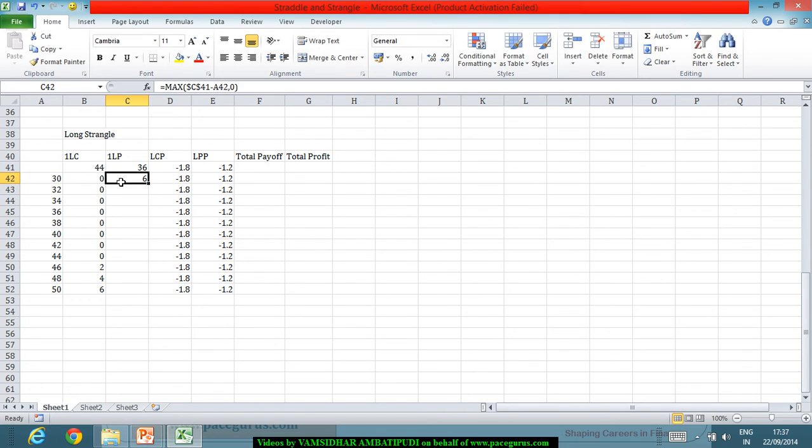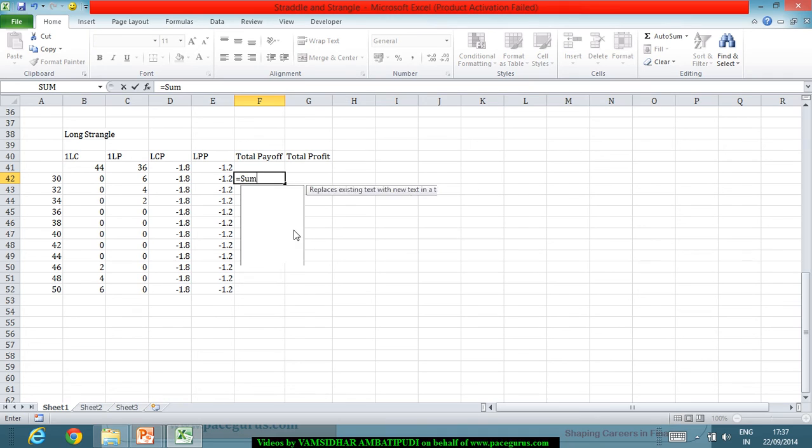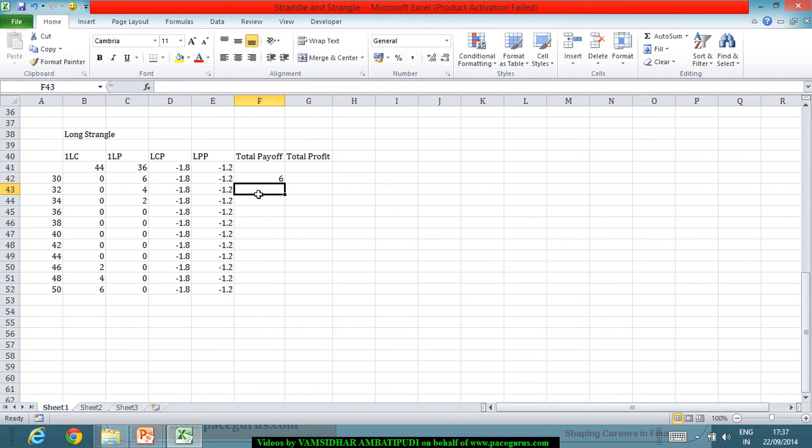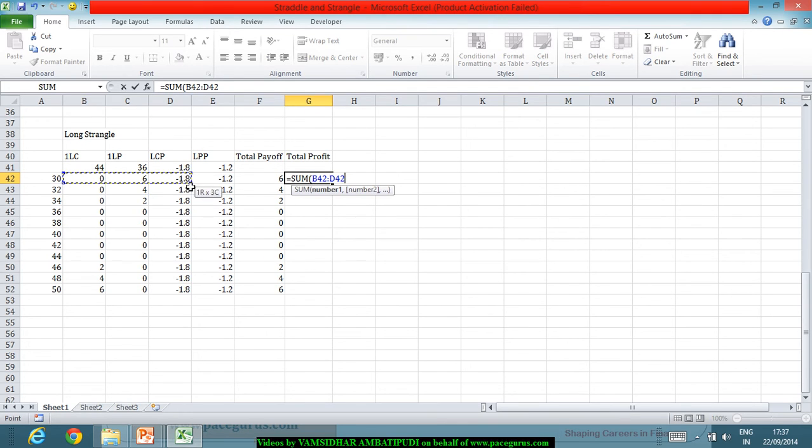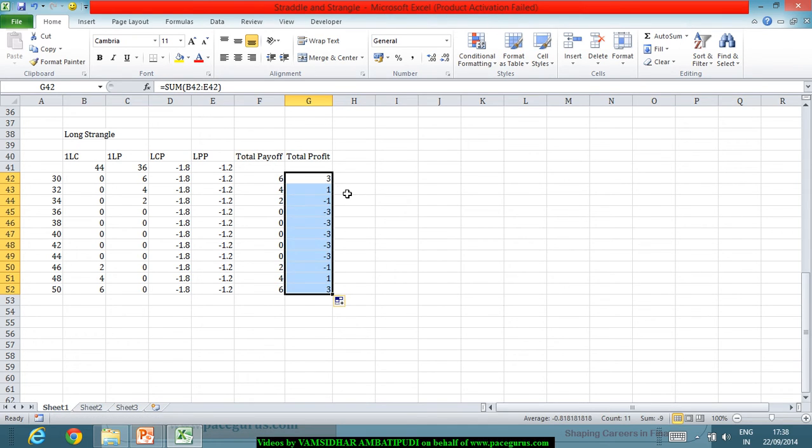So the put will be exercised as long as the market price is lesser than the strike price. In case of payoff, I am going to look at only the payoff part, without including the premiums. So these are going to be my payoffs. Whereas in case of profit, I'm going to consider both the premiums that have been paid. So this is going to be the profit scenario here.